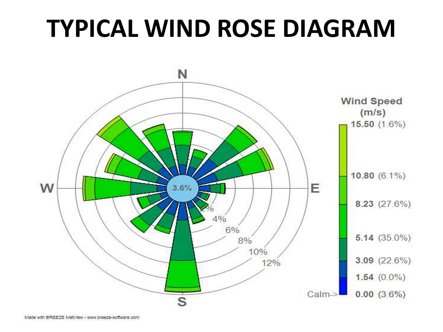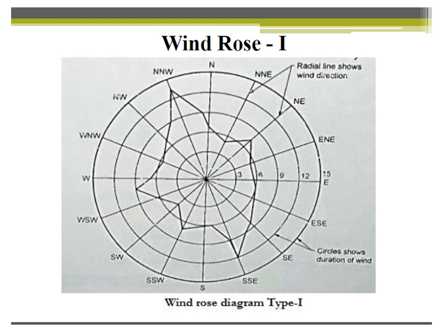So what you are seeing is a typical windrose diagram. You could see the concentric circles and the radial lines which show the directions, duration and various intensities of the wind data depicted in the picture. And what you are seeing in this slide is the windrose type 1 diagram. The radial lines show the wind direction north, east, south and west, and the concentric circles show the duration of the wind.